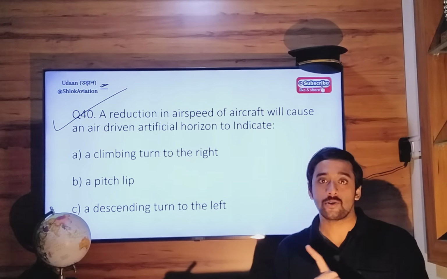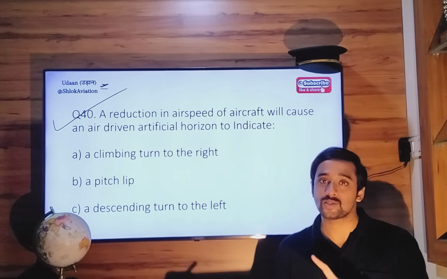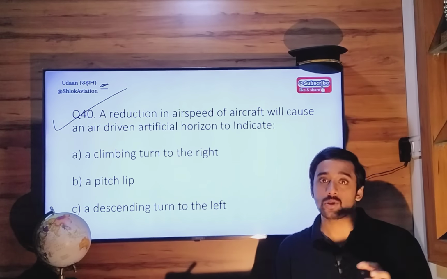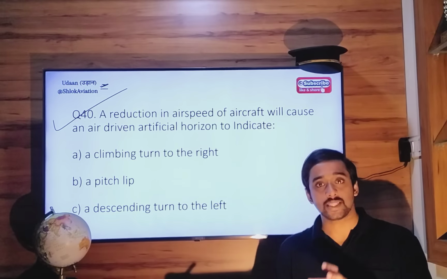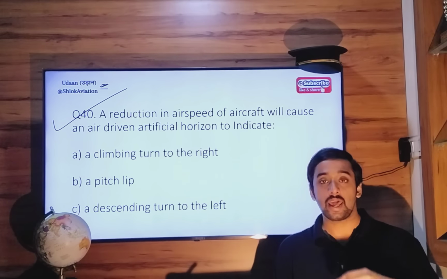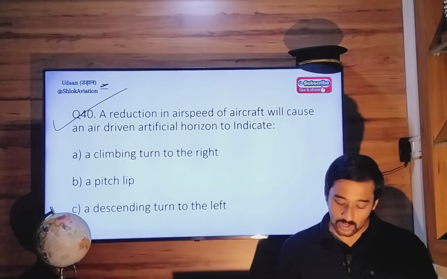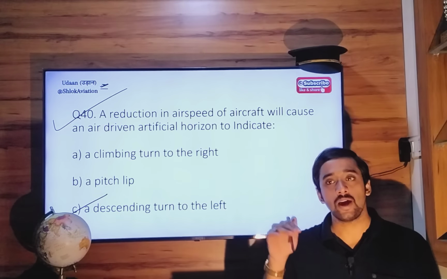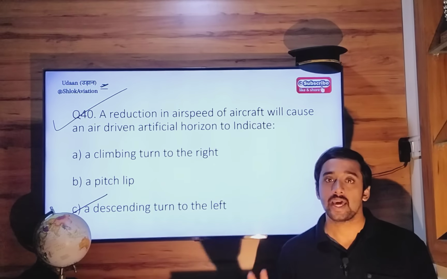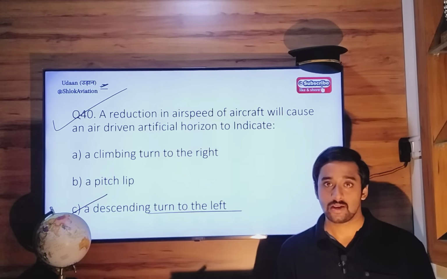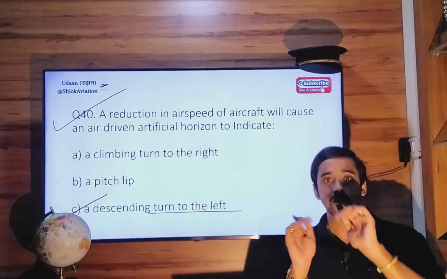So you note those observations when you start flying, or if you have already flown, recollect those memories, or if you are not able to recall, whenever next time you fly, pay attention to these small details. Whenever reduction in airspeed happens, your artificial horizon will show a descent, a pitch down attitude. Even if your aircraft doesn't pitch down, it will erroneously show a pitch down attitude with a left hand turn.